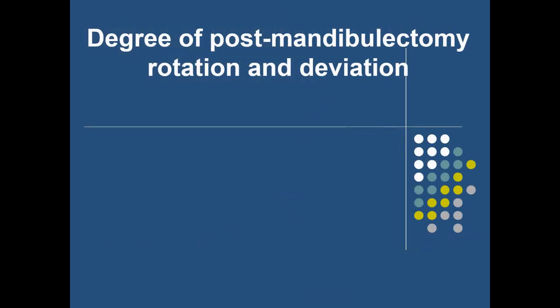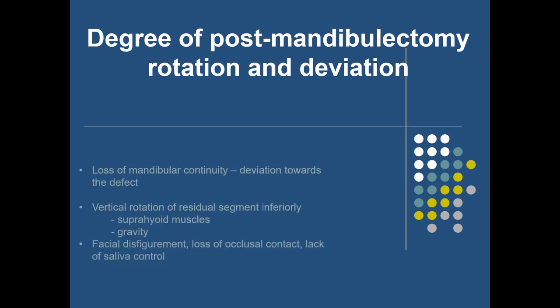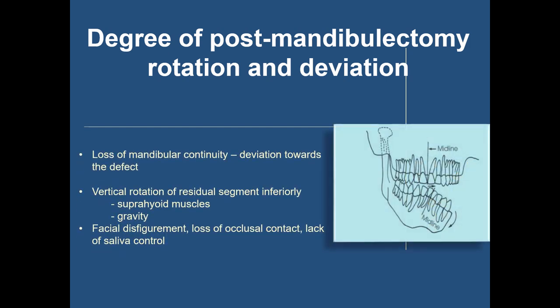Diagnostic criteria, that is degree of post-mandibulectomy rotation and deviation. So the loss of mandibular continuity causes deviation of the remaining mandibular segments towards the defect and also rotation of the mandibular occlusal plane inferiorly, as you can see in the picture. So this mandibular deviation towards the defect side primarily occurs due to the loss of tissue involved in surgical resection.